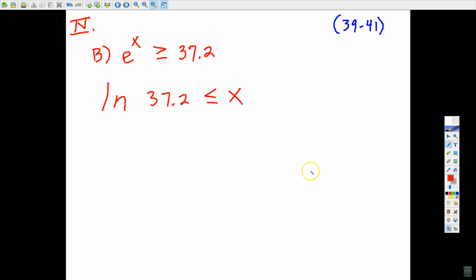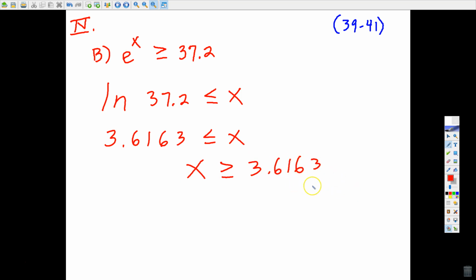So this one will be pretty easy. We just grab our calculator, hit the natural log button, put in 37.2, and Abby, can you read that off for us? And you could say that number is less than or equal to x, or x is greater than or equal to that number. Either way. Okay. Questions? You feel good about it?